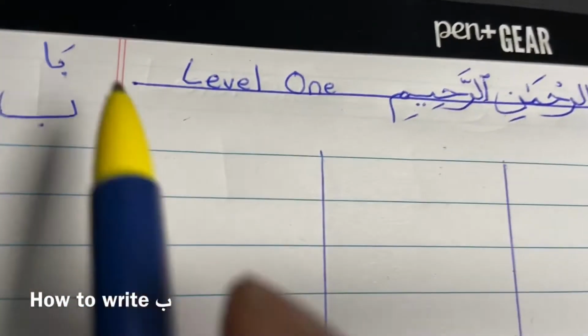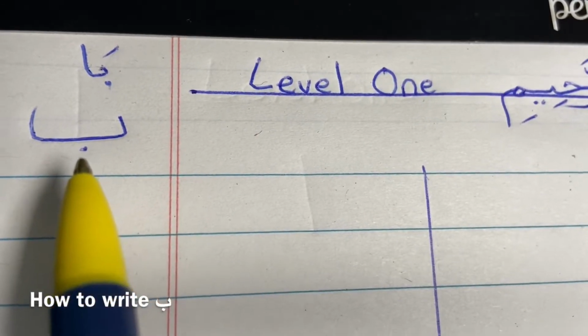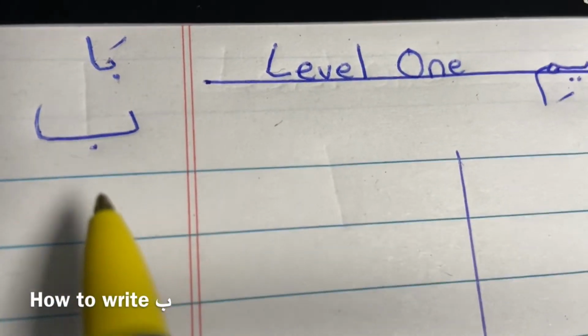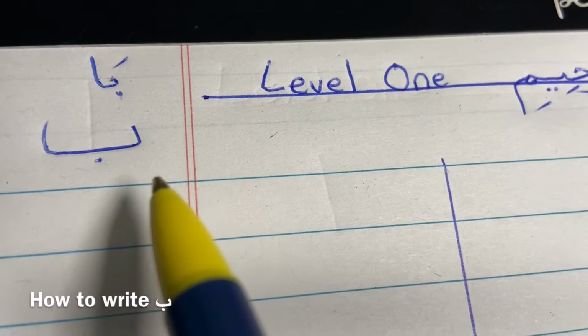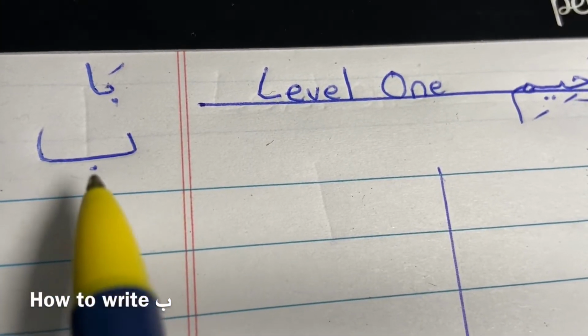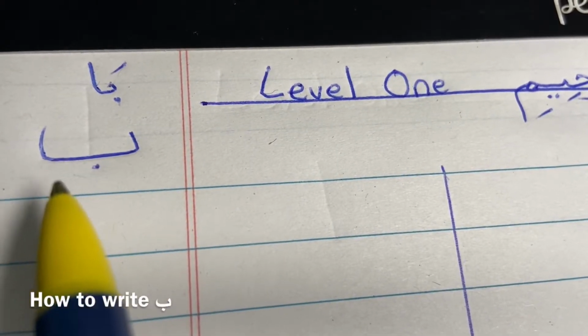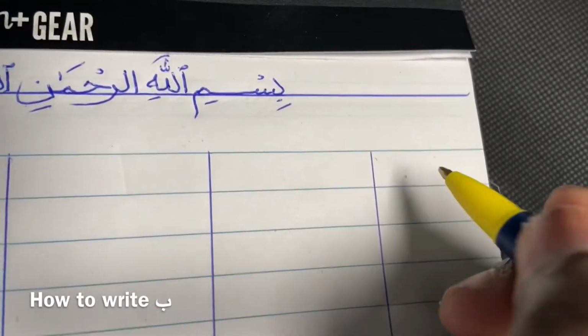Ba. Make sure you don't say it heavy, you have to make it soft. Ba, not ba. Inshallah. So obviously when we're writing ba, we start from what side?